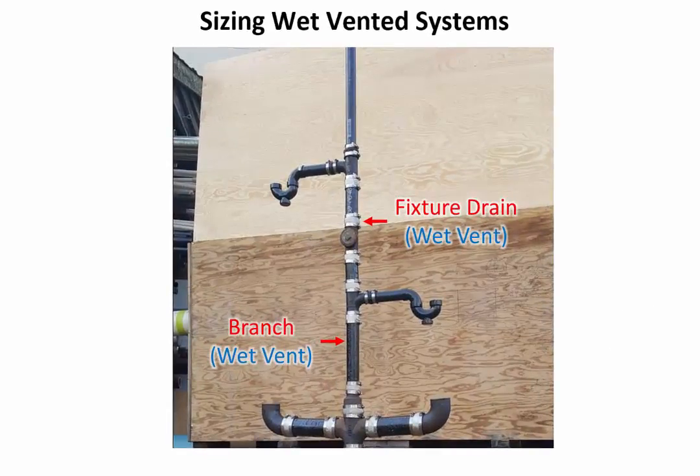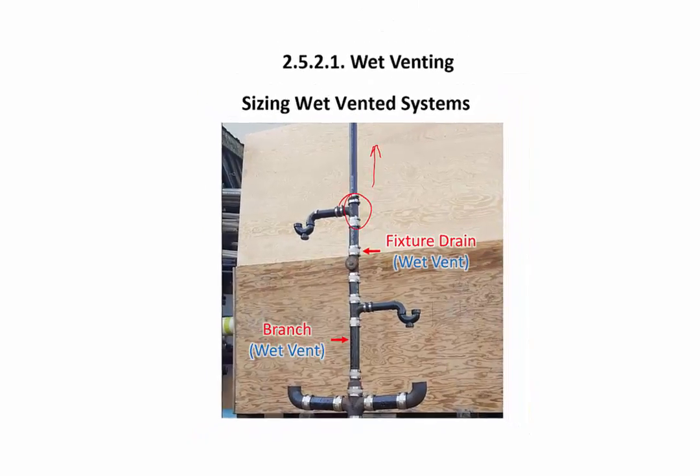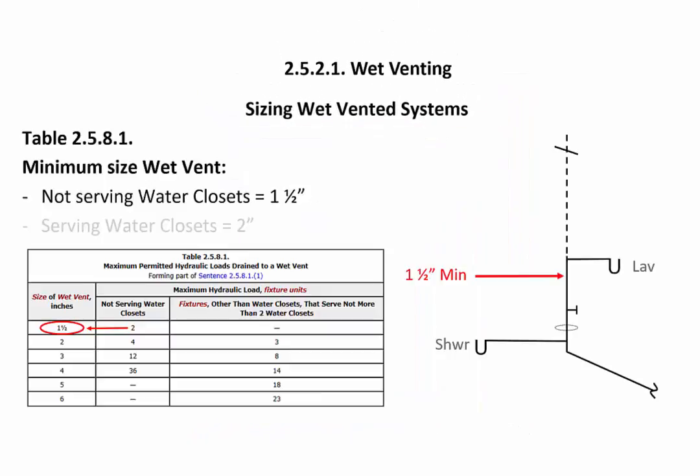Here's a picture of two wet vented water closets. They are wet vented through a fixture drain wet vent that, once it picks up the second trap arm, becomes a branch wet vent. So all of these fixtures would be located on the same story. It's not a soil or waste stack. Above the highest connected fixture, this point right here, above this point we have just a vertical dry vent called a continuous vent. Okay, so the table that is used to size wet vented systems is table 2581.